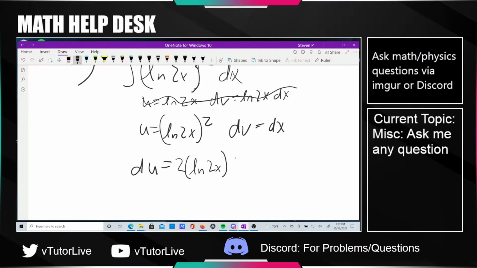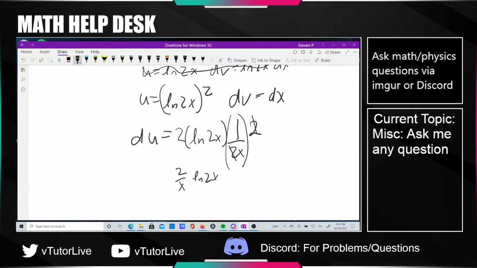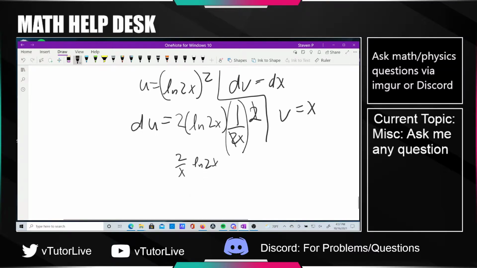If we take the derivative of this, it turns into ln of 2x, and then you have to do chain rule, so this turns into 1 over 2x, and then chain rule again for the power of 2. So the 2's cancel out, and this looks something like 2 over x times ln of 2x maybe. And obviously v is just equal to x, right?